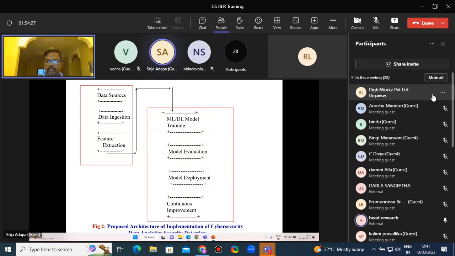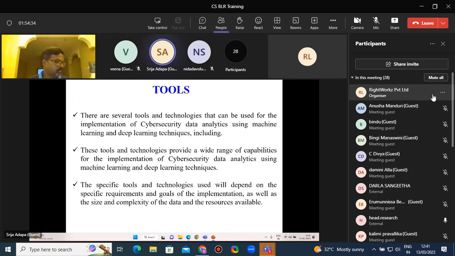This was the proposed architecture of implementation of cybersecurity data analytics by using ML and DL, and the tools will be explained by our group member Asadi.